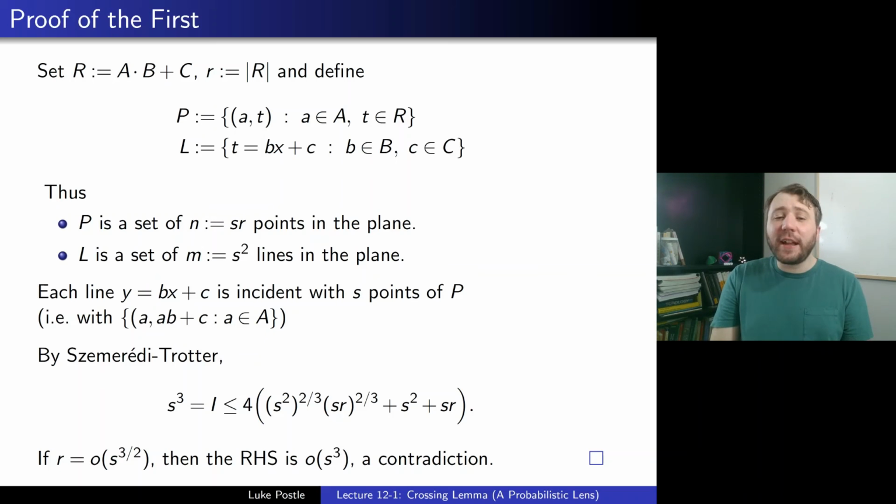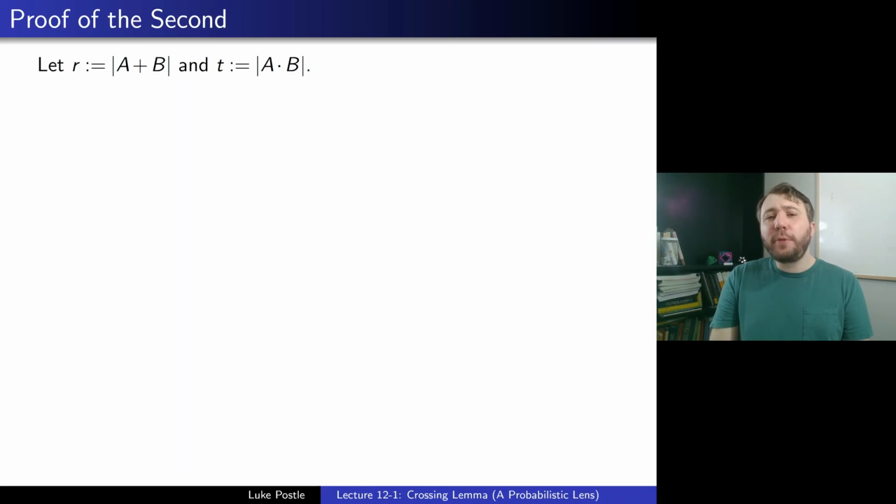So indeed, we're guaranteed that r actually has to be on the order of s to the 3/2 or more, and that concludes that first proof. And now I'll prove the second. This is the last thing of the lecture. It's quite similar. Here I'm going to let r be the size of a plus b, the sum set, and t be the size of a times b, the product set.